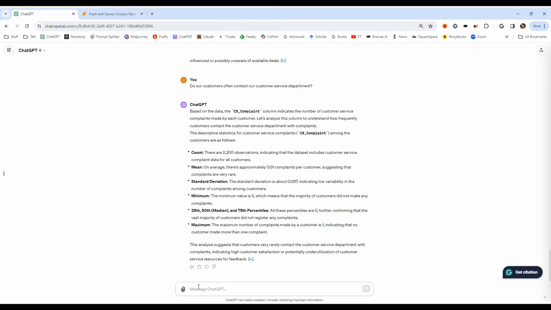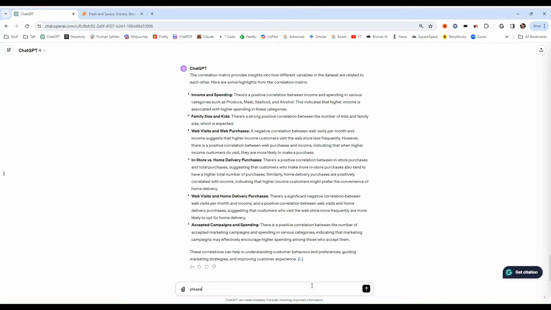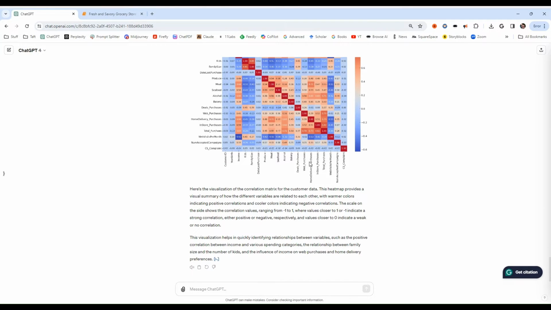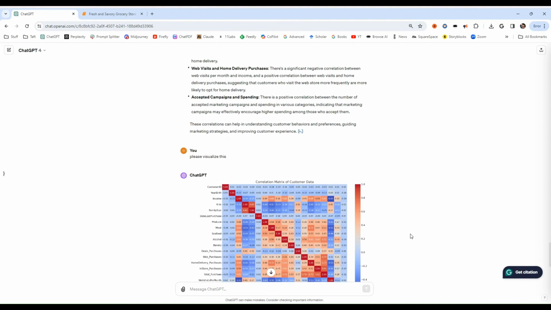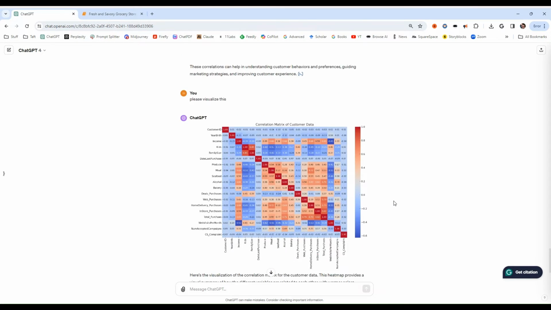Okay, now it's time to start doing some data science. Please create a correlation matrix of this data. Okay, that's a lot of information. I was expecting ChatGPT to create the visualization first and the interpretation second, but it did it the other way. Let me zoom in on this correlation matrix and then read to you how ChatGPT describes the data.